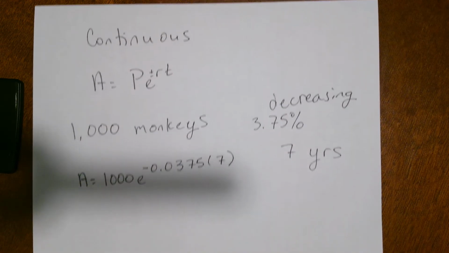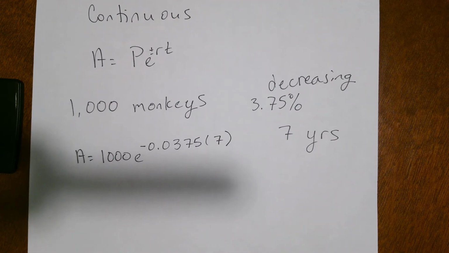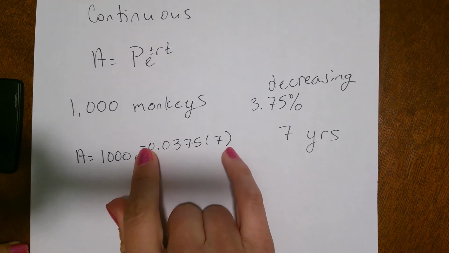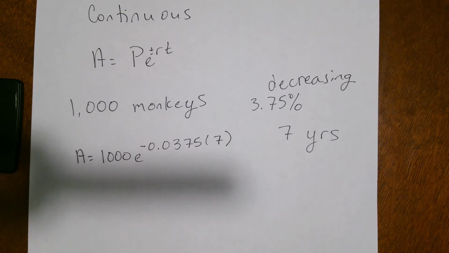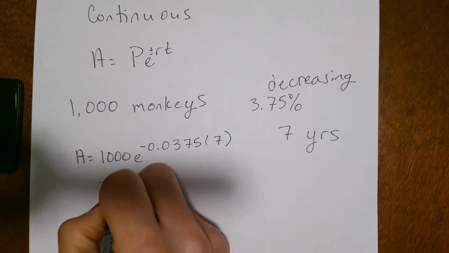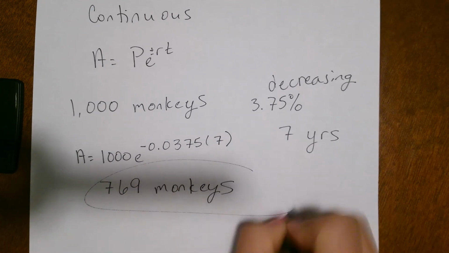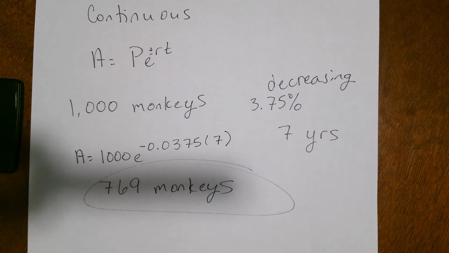I am obviously going to use a calculator to calculate that. Be very careful, depending on the calculator that you use, that all of this is inside your exponent. Right? Alright, so I have 1,000 times e to the negative 0.0375 times 7. So after 7 years, we'll have approximately 769 monkeys. Again, I just rounded this to the nearest monkey, but be mindful of what the problem asks you for.